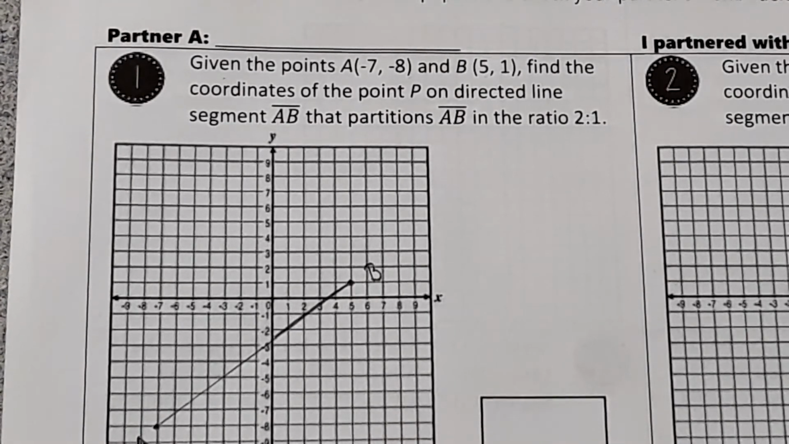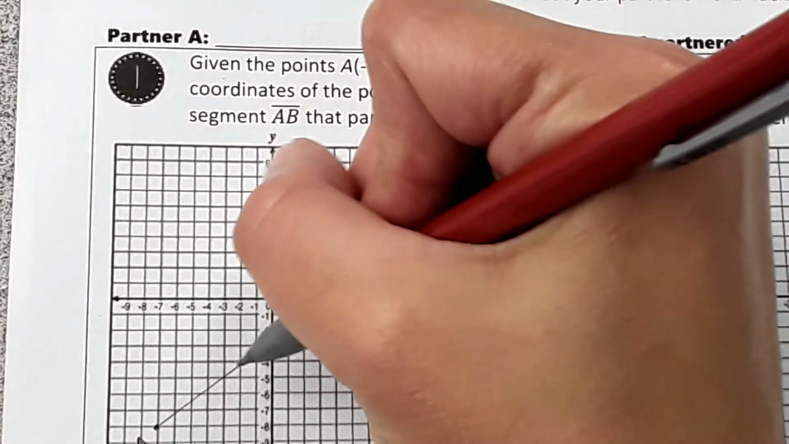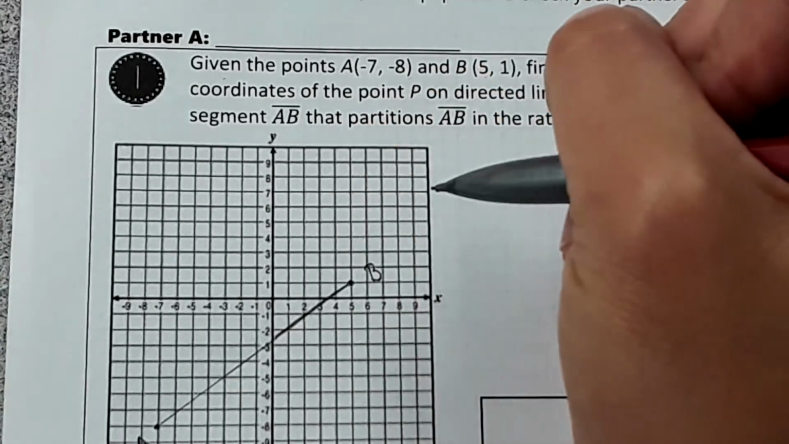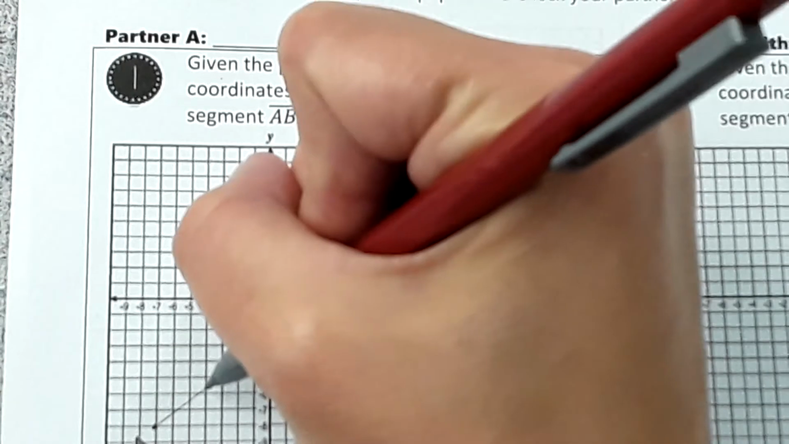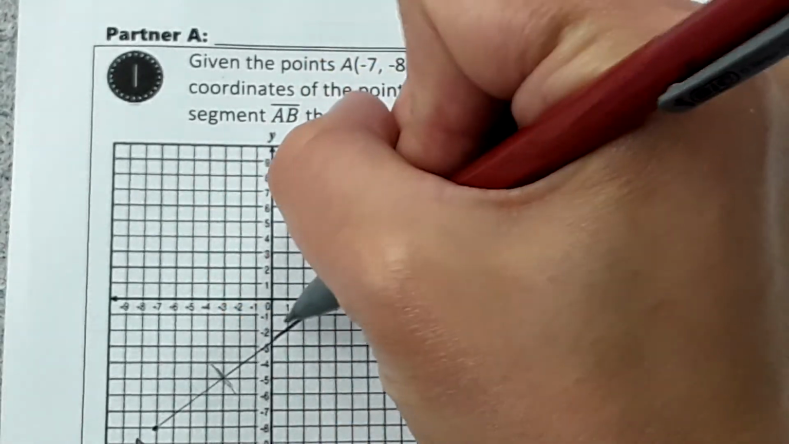Okay, so now we have to break this up into 2 to 1 ratio to find out where point P is. One way to do it is to eyeball. If your line is really precise, you can see where it intersects. So maybe right here and right here.